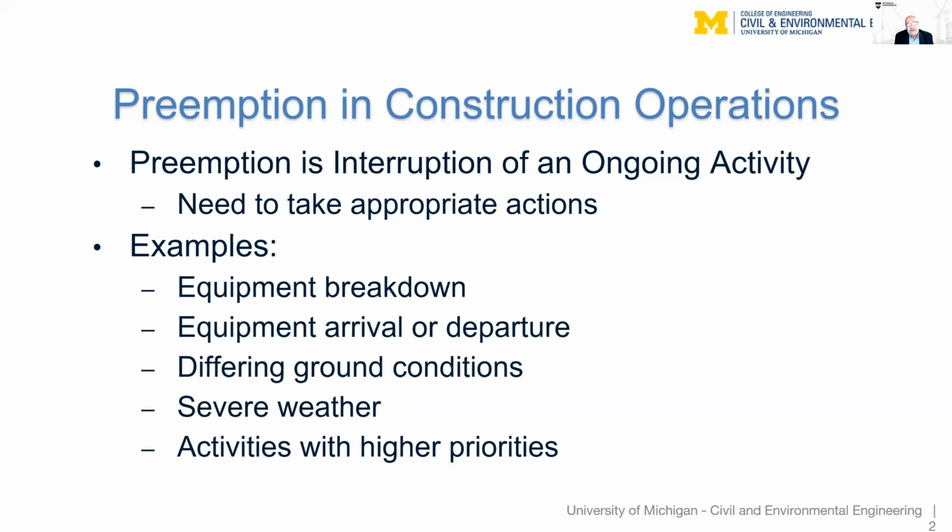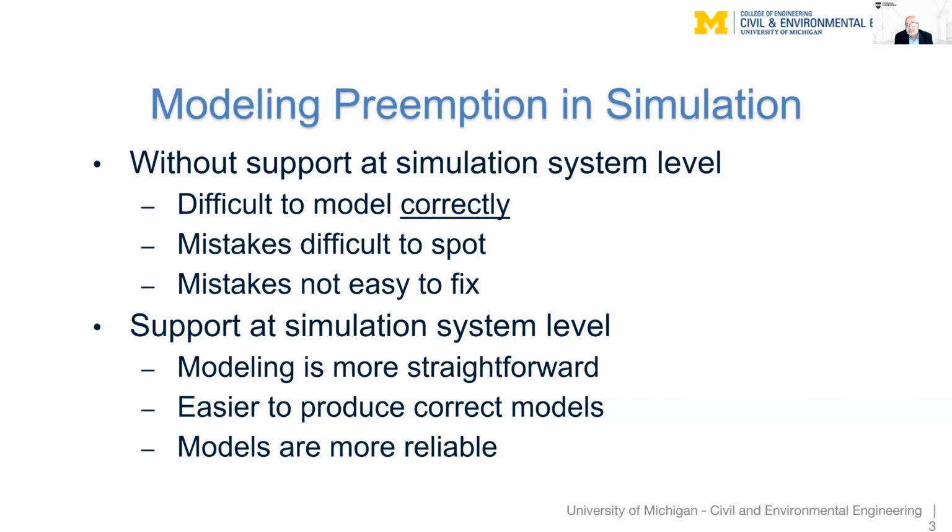Preemption in construction operations, what is it? It's the interruption of an ongoing activity, and that creates the need to take appropriate actions at that point in time. There are several examples: when equipment breaks down, when equipment arrives or departs, when during construction we encounter differing ground conditions, when severe weather occurs, or when activities with higher priorities need to take over the resources from other activities that need to be stopped.